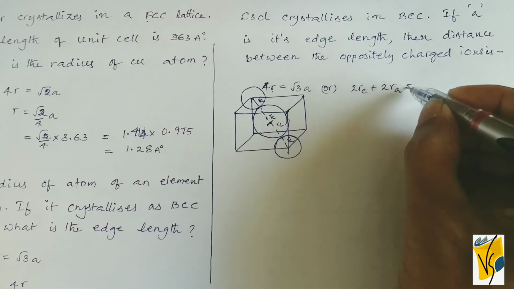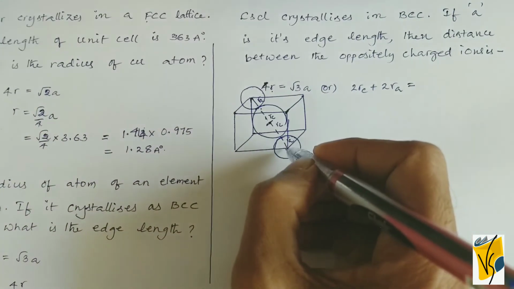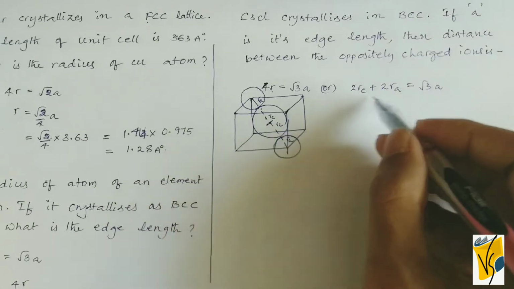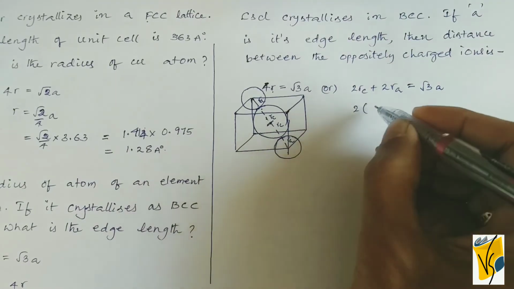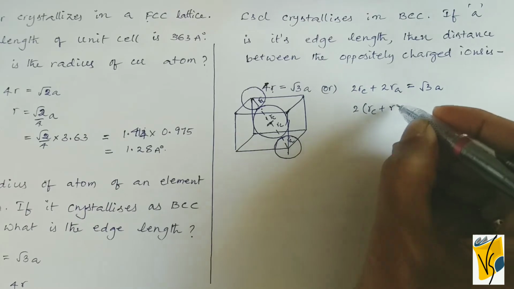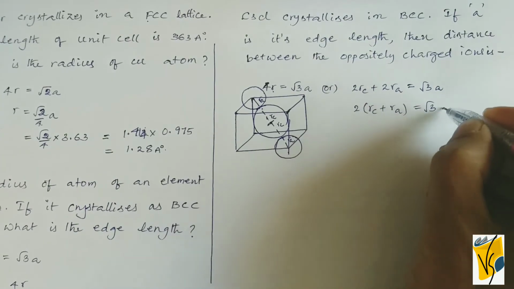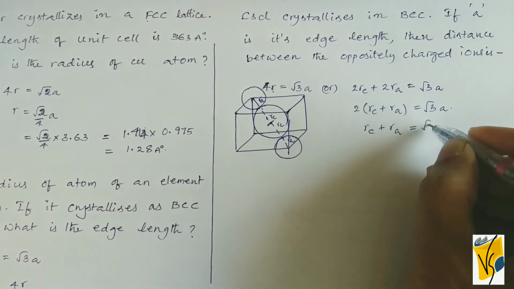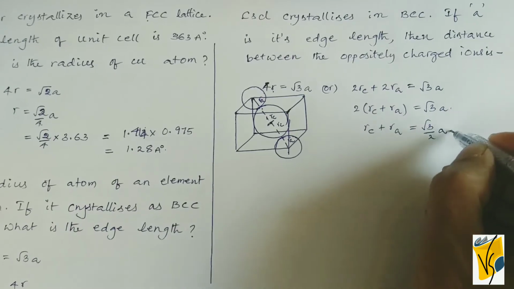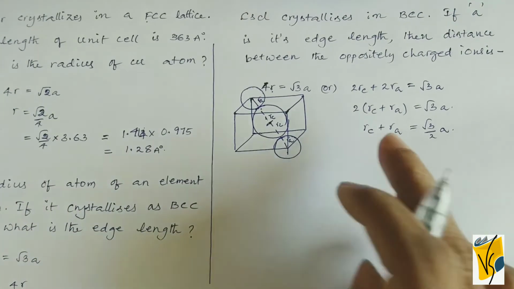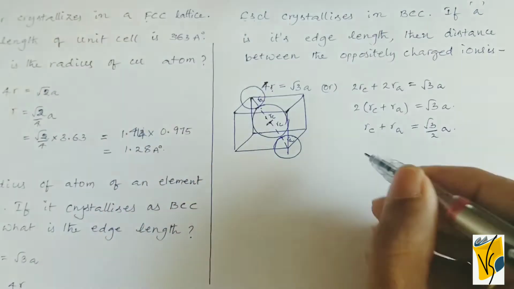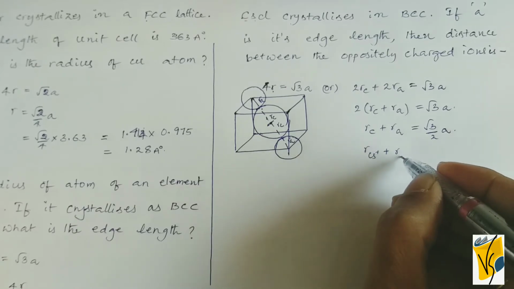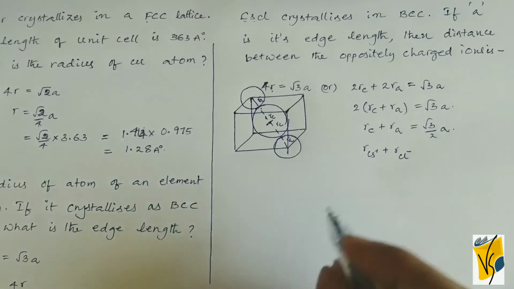2RC plus 2RA is equal to the body diagonal length, that is not going to be changed, that is equal to root 3A, right? Now how can you write this formula? 2 into (RC plus RA) is equal to root 3A, or RC plus RA is equal to root 3 by 2A. Okay, so in place of the radius of cation, you can take the radius of cesium ion, and in place of the anion, you can take the chloride ion.